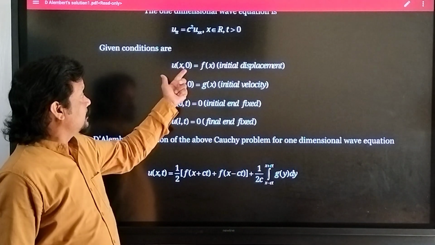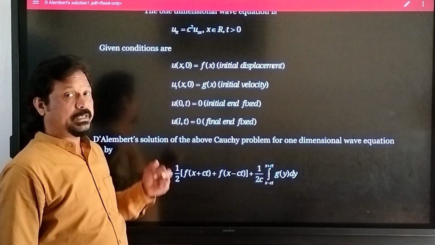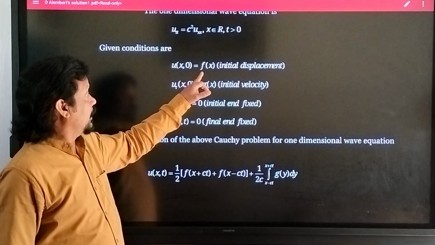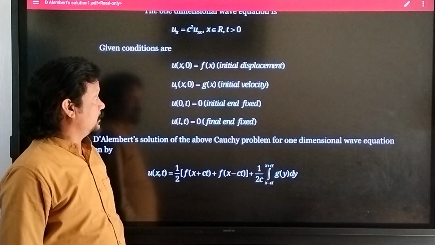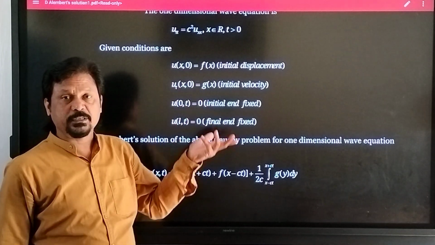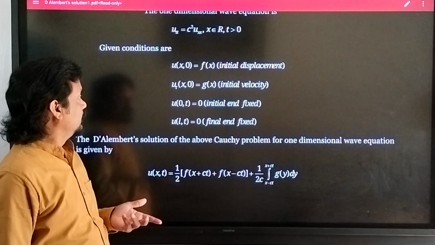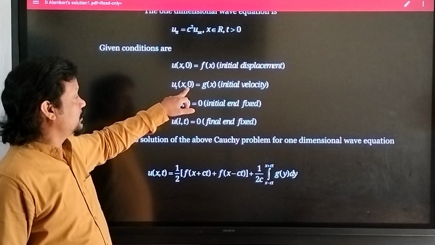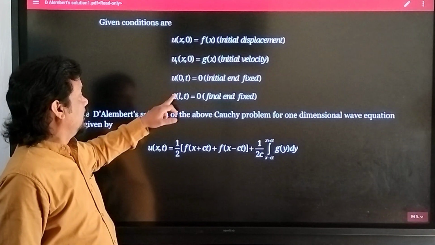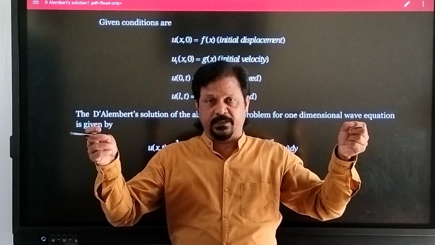So u of x, 0, when time is equal to 0, is the initial condition, that means the initial displacement at the point x, and I have taken the initial displacement as f of x. The initial velocity u_t, that means del u by del t, the derivative of displacement with respect to time, is called the velocity, and at time equal to 0 that is the initial velocity, which I have taken as g of x. Both the ends of the string should be fixed.